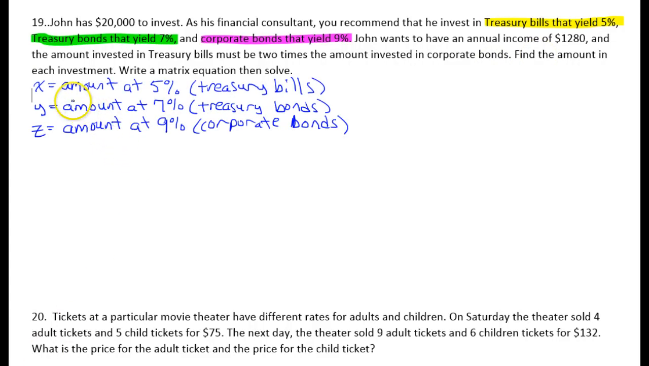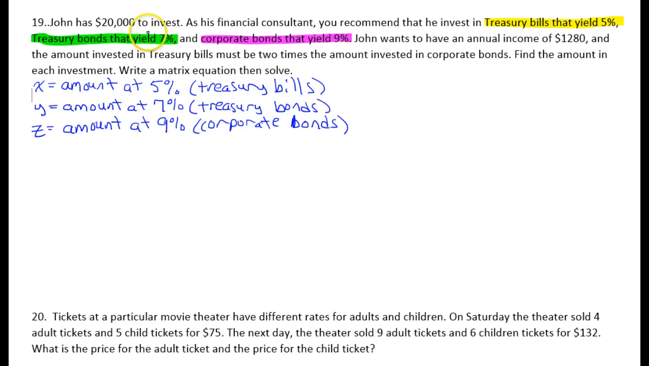First, we had to define our variables. So let's let x be the amount invested at 5%, that's your treasury bills. Y will be the amount at 7%, the treasury bonds. And z will be the amount invested at 9%, that's your corporate bonds.